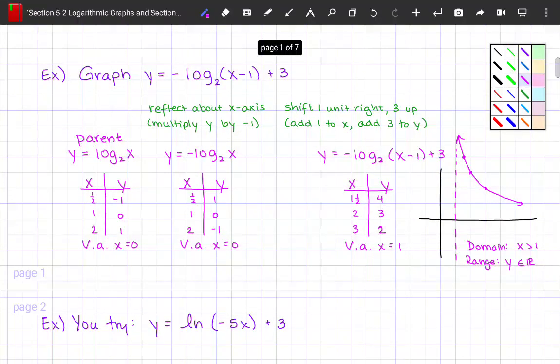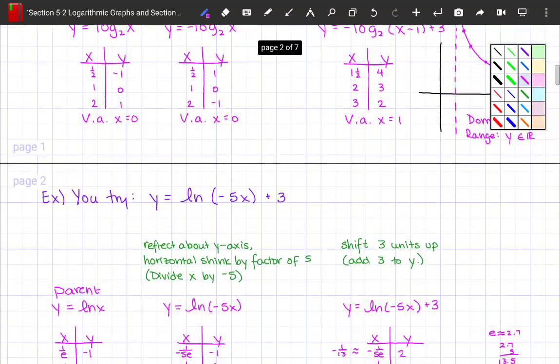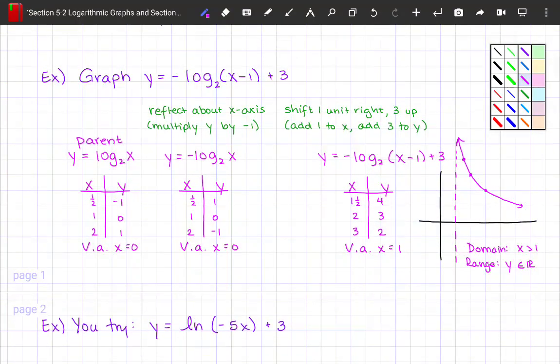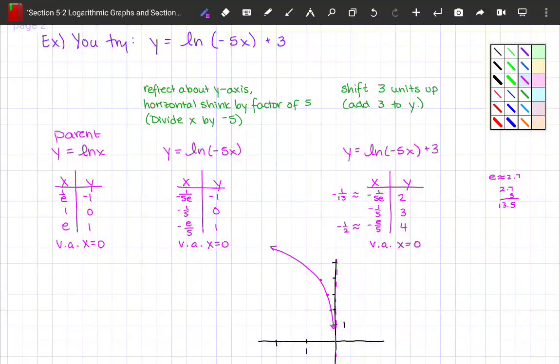So now you guys try this one. Try this one, and then we'll take a look at it together. So go ahead and pause the video right now and give it a shot. All right, so let's take a look.